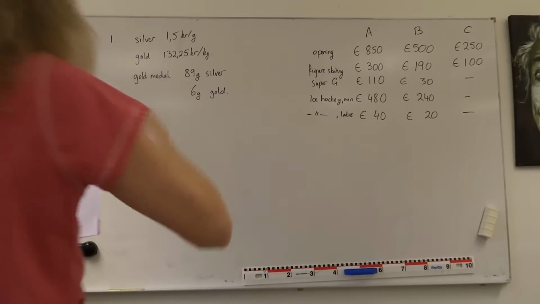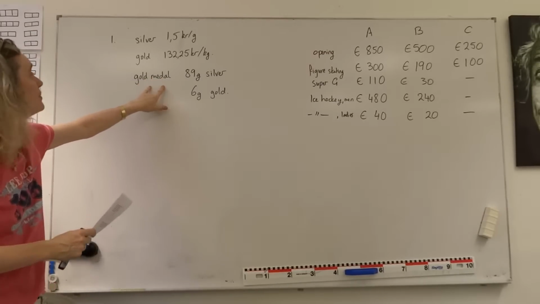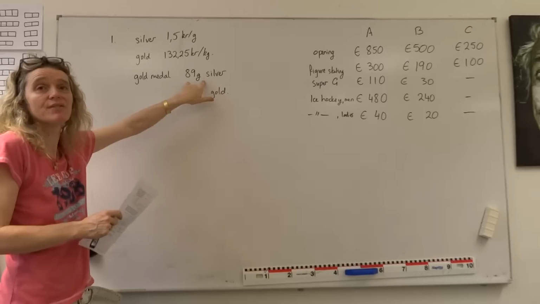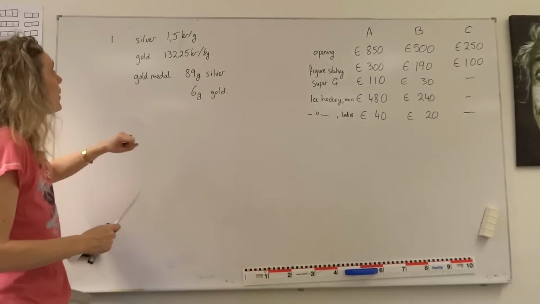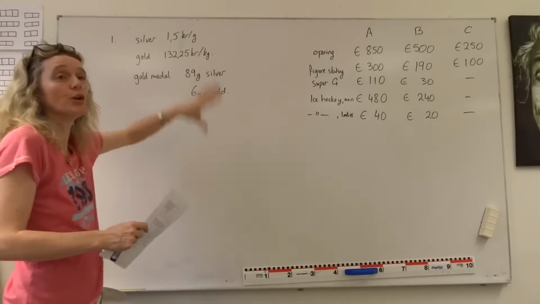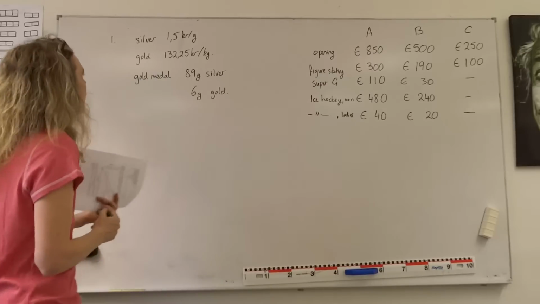Okay, so the first question was, we had a gold medal in the Olympic Games consisting of 89 grams of silver and only actually 6 grams of gold. So the first question was, what is the value of the gold medal in monetary terms? Only how much was it worth?